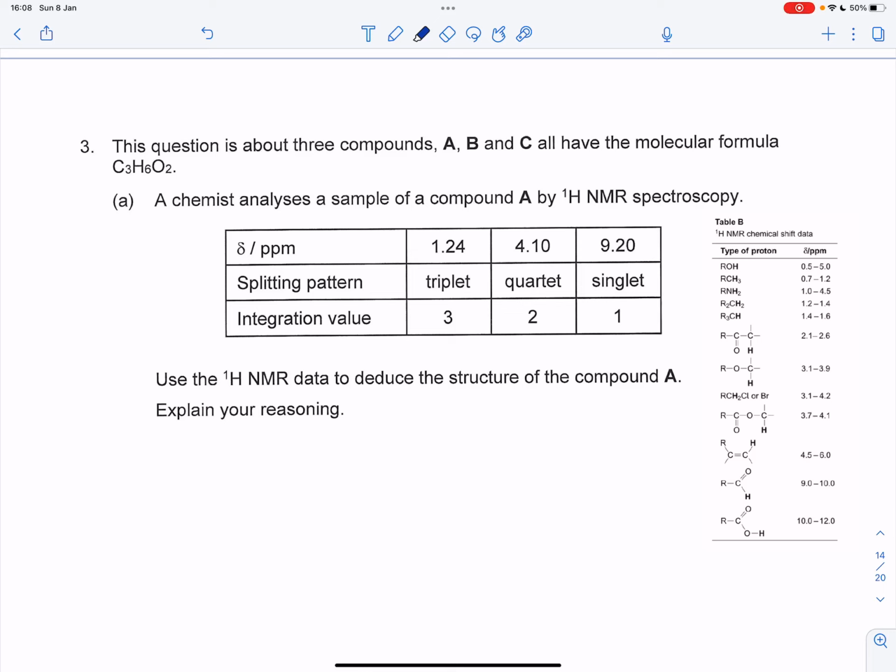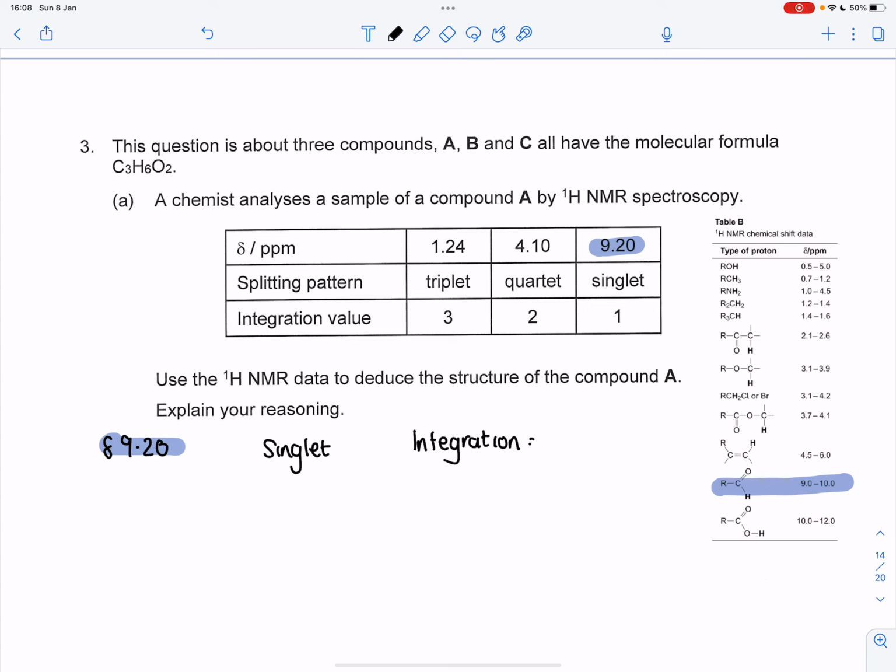This question is about 3 compounds that all have the molecular formula C3H6O2. We've got our first one here, so we'll start with it. I'm going to start with this 9.20 peak because 9.20 is a bit unique. I'm going to use my information and start with the delta 9.20. What has it told me? It's a singlet, and its integration is 1.